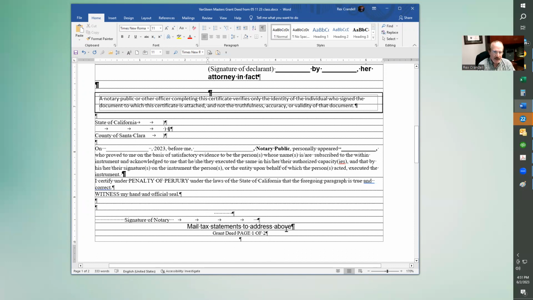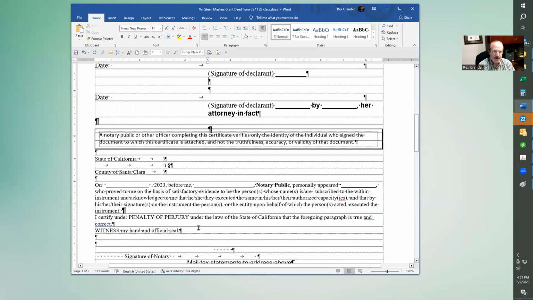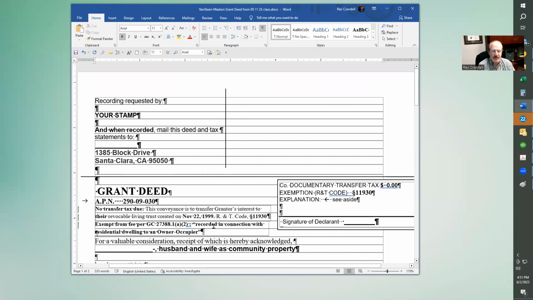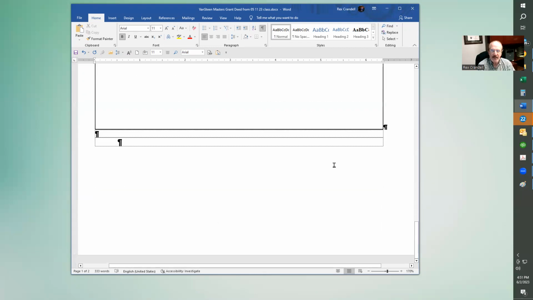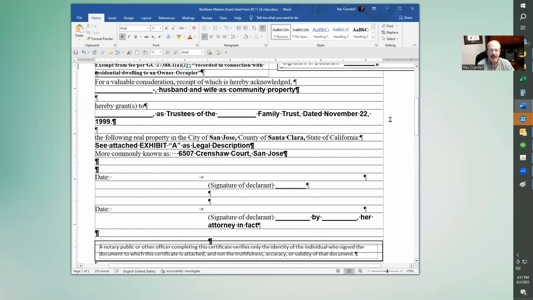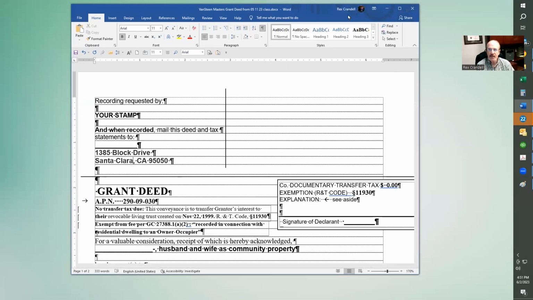And then we get into the notary and telling the county, send the tax bills to this address above. So that's a quitclaim deed, and it has what they call warranties of title.